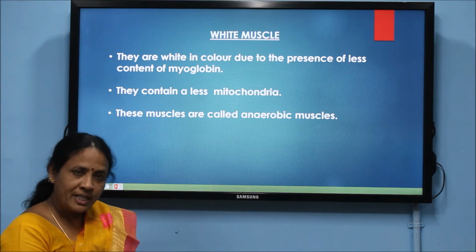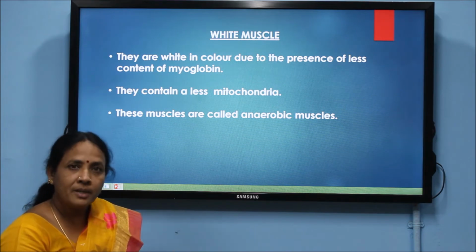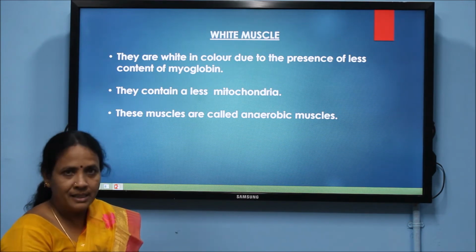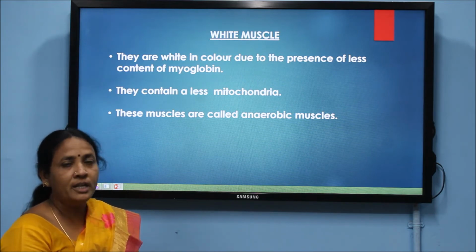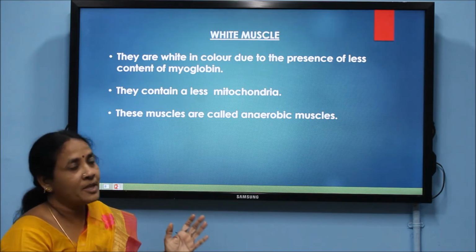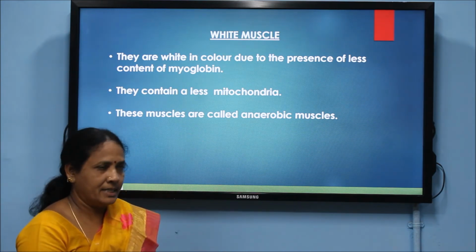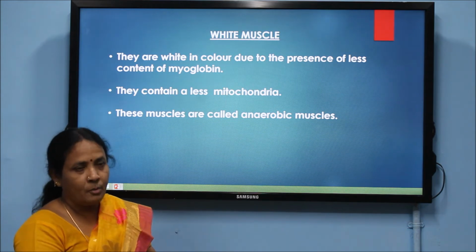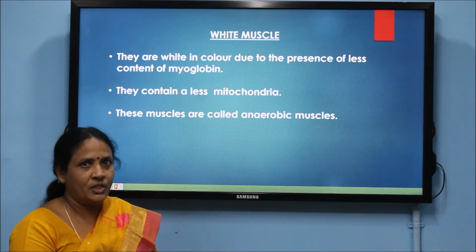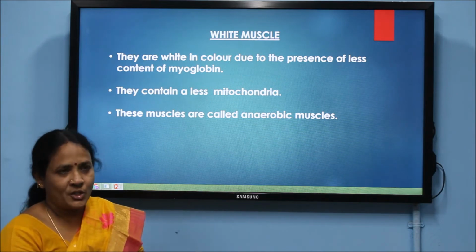Then we have seen about the structure of the muscle and the structure of the skeletal muscle. Then the mechanism of muscle contraction. Next, the types of muscle, that is the white muscle and the red muscle. So far we have covered the muscle, the muscular movement. Now we will see about the skeletal system.